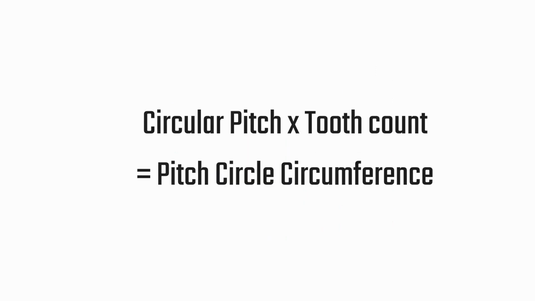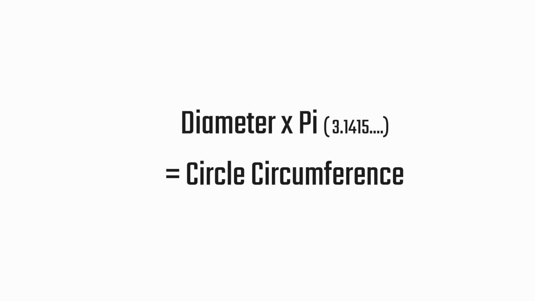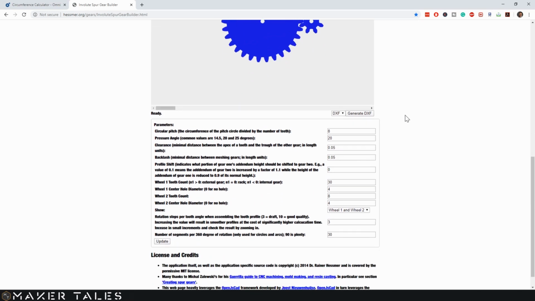By multiplying the circular pitch with the tooth count, you get the pitch circle circumference. This pitch circle circumference is our connection point from our desired diameter to a gear. So just before we go and work through this to create our gear, just a small reminder that diameter times pi equals a circle's circumference. So back to our online gear generator.